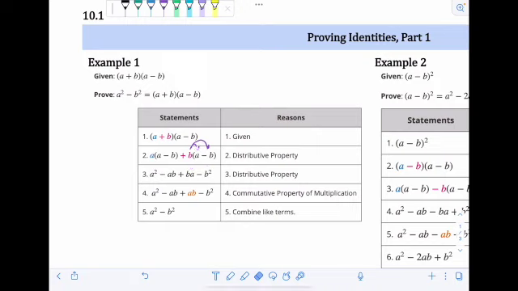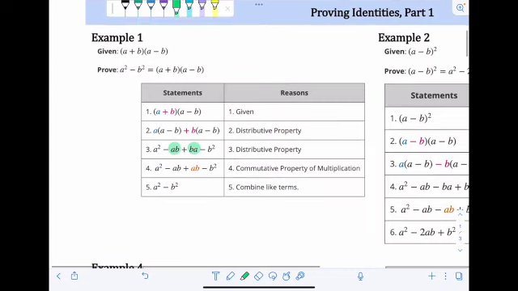After that, I know that this is a BA and this is an AB, but we can use the commutative property to switch this term around. The commutative property says that if things are being multiplied, if there's a bunch of factors, we can reorder those factors and it's totally fine. So we switch this BA into an AB, and then we simplify by combining like terms. Minus AB and plus AB are like terms. They're the same term, just one is positive and one is negative, so they wipe each other out. That leaves us with just a squared minus b squared, which is what we are trying to prove.